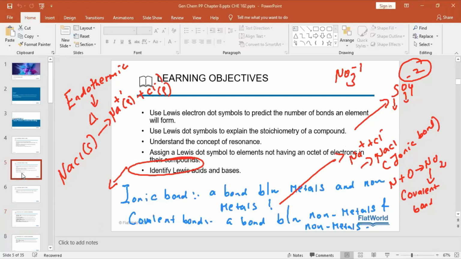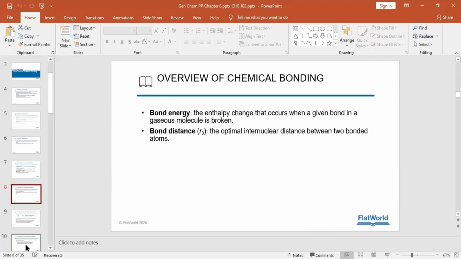So basically, let me go back here. The bond energy is the enthalpy change that occurs when a given bond in a gaseous molecule is broken. That's what we're going to discuss here, the terminologies first. Bond energy and bond distance. The bond distance is the optimal internuclear distance between two bonded atoms. So it's the distance between a sodium ion and a chloride ion, which is represented as R. That's the optimal internuclear distance between two bonded atoms.